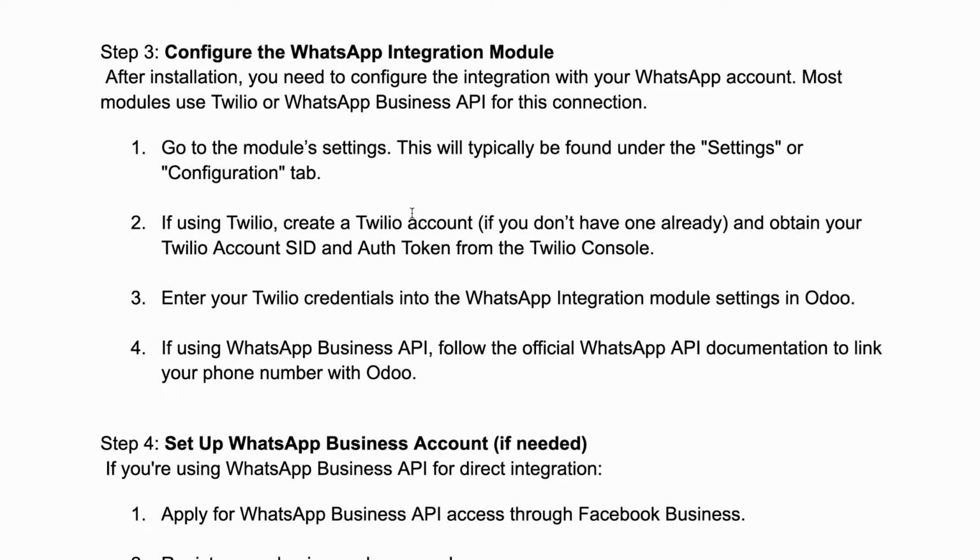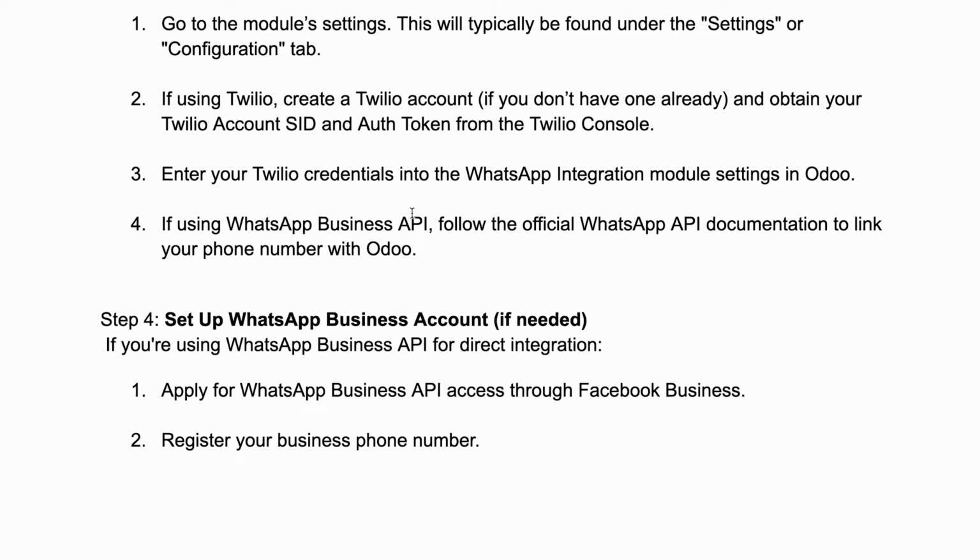Then configure the WhatsApp integration, so go to the module settings. This will typically be found under the settings or configuration tab. If you're using Twilio, create a Twilio account and obtain your Twilio account SID and authentication code from the Twilio console. Enter your Twilio credentials into the WhatsApp integration module settings in Odoo. If using WhatsApp Business API, follow the official WhatsApp API documentation to link your phone with Odoo.